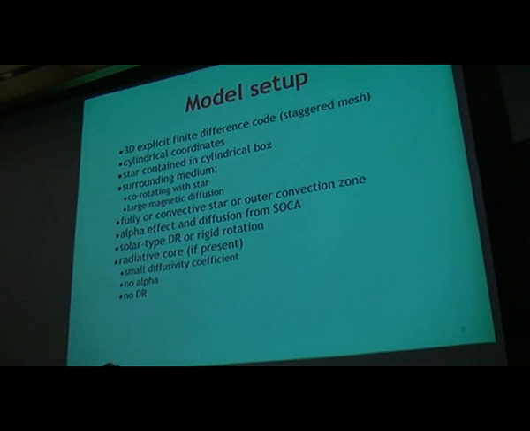Okay, so the star is in a cylindrical box surrounded by a poorly conducting medium. That's, of course, what one always has to do with this kind of setup. One has to make some approximations about the surrounding medium to get close to vacuum boundary conditions directly on the stellar surface. One has to make this basically as large as possible, but of course one can try for technical reasons smaller values also. So the star is fully convective, or can have an outer convection zone with a radiative core. It depends on what stellar model you put in there.